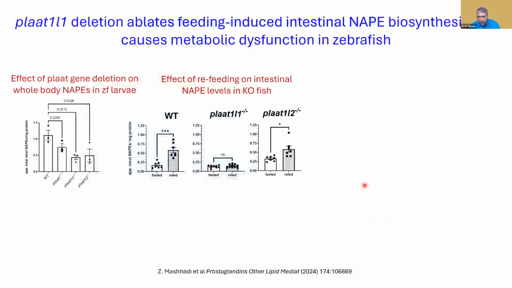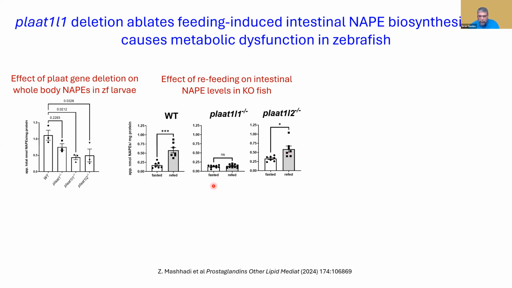If we just did the knockouts and looked at NAPE levels in the whole body of the zebrafish larvae, we saw that both the 1L1 and 1L2 had significant decreases in NAPEs, and so we focused on those and looked at the effect of knockout on the feeding-induced NAPE response. Again, wild type have a very nice response to refeeding, but the plat 1L1 knockouts essentially have no response to refeeding. They don't make any NAPEs when they're refed, whereas with the 1L2, there was a response.